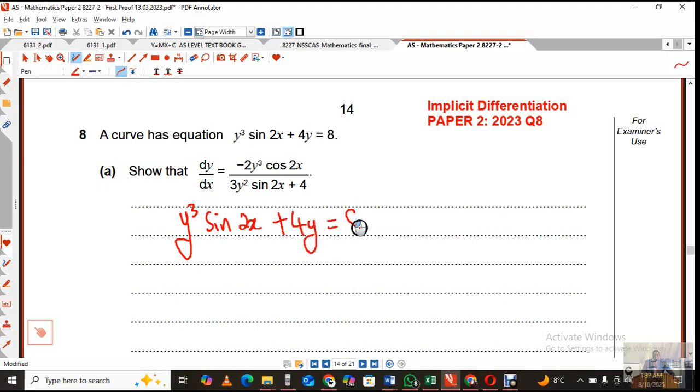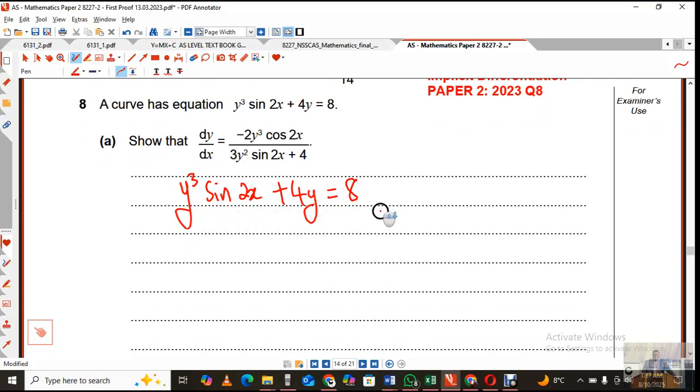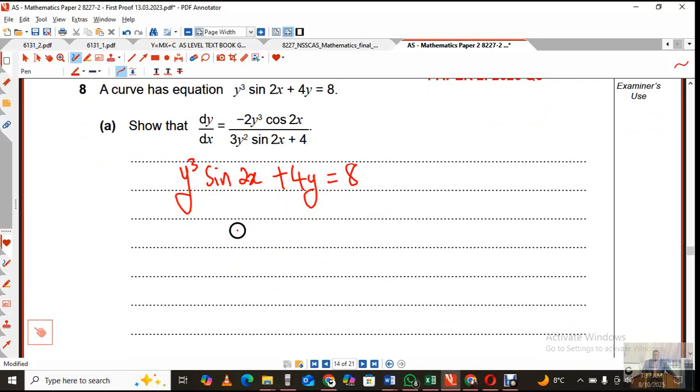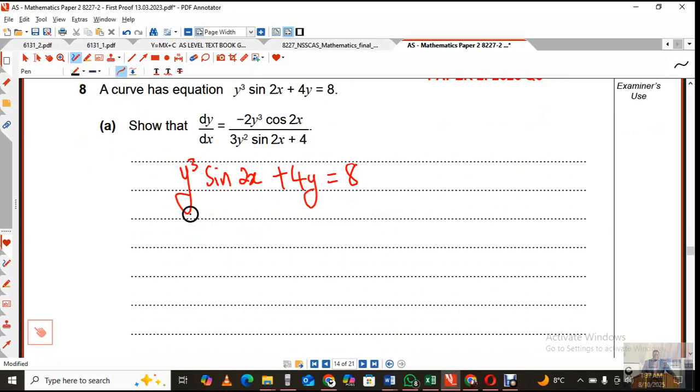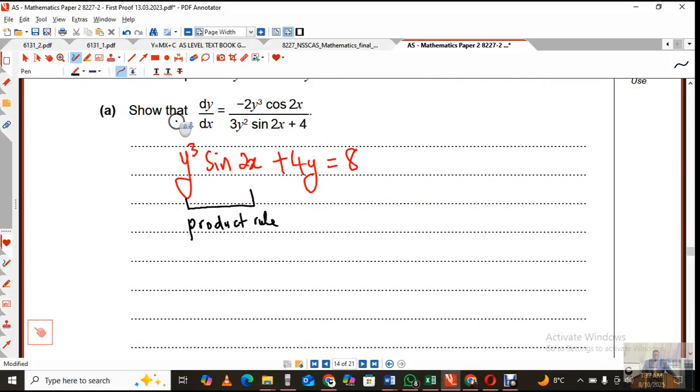So we are going to use implicit differentiation. On the left hand side, you have the product of two functions, so you are going to apply the product rule. And everywhere you are differentiating y, you should attach dy dx. Just remember that.